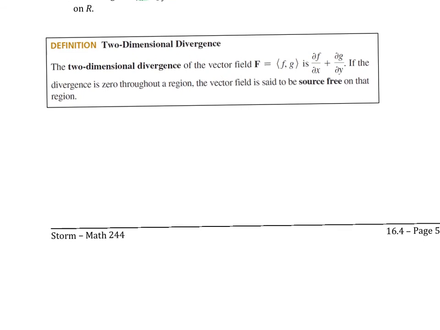So in this box, we have the definition of our two-dimensional divergence. Okay? And if divergence is 0, then we say it's source free, which just means no source, which means no flux.